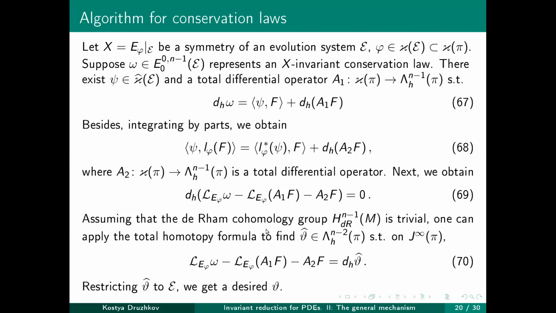And assuming that the Druzhkov homology group of the base M is trivial, one can apply the total homotopy formula to find a potential such that on jets, formula 70 holds. So we can find a potential on jets using the total homotopy formula. Because on jets, we have this total homotopy formula, and on jets, formulas become simpler. Then restricting this potential to epsilon, we get a desired theta, and restricting this theta to epsilon x, we get the desired reduction, a representative of the desired reduction, let's say.